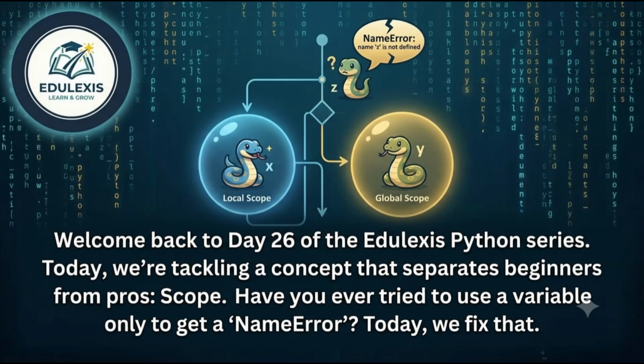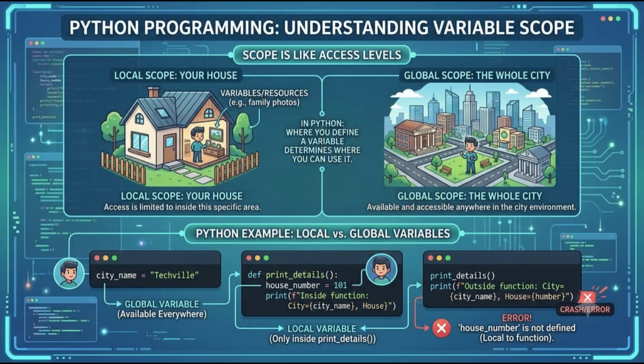Today, we're tackling a concept that separates beginners from pros: scope. Have you ever tried to use a variable only to get a name error? Today, we fix that. Think of scope like access levels. Some things are private to your house, that's local. Some things are available to the whole city, that's global. In Python, where you define a variable determines where you can use it.